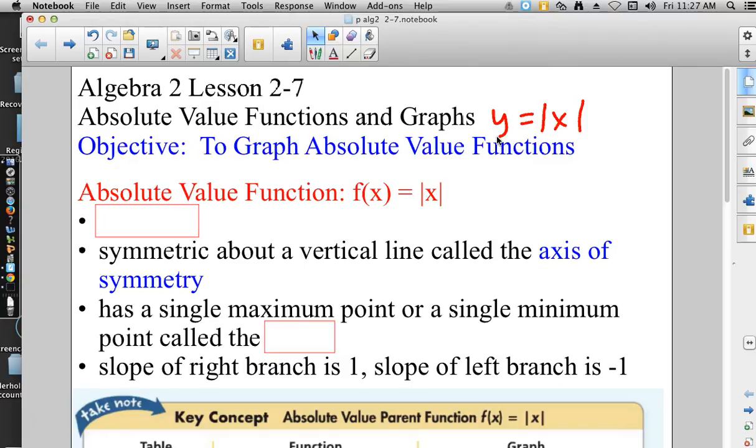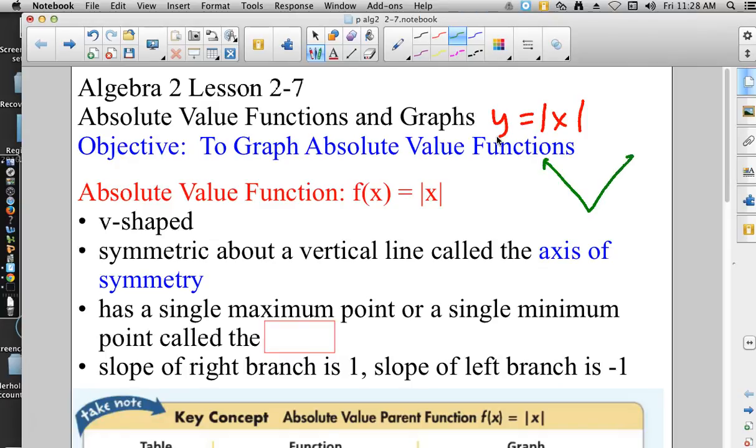Now, here's something super cool about these. They're a V. Look at that. Absolute value graphs are V's, but they go on forever. You know, that's why we have to be so careful about arrows. So, absolute value is going to look like that. A little something like that.